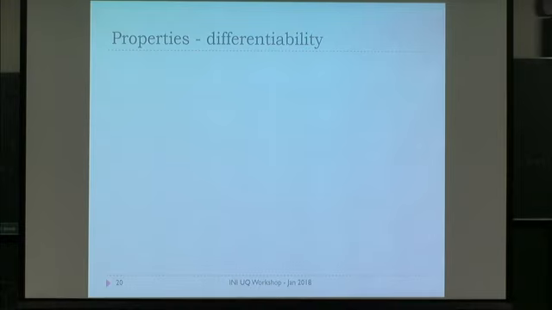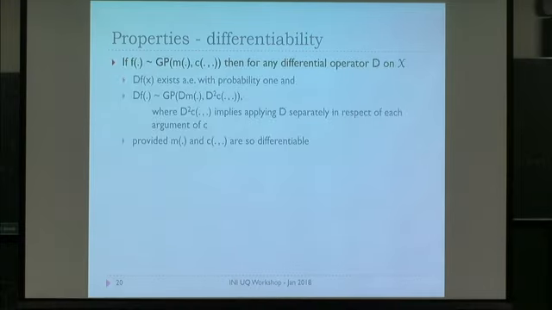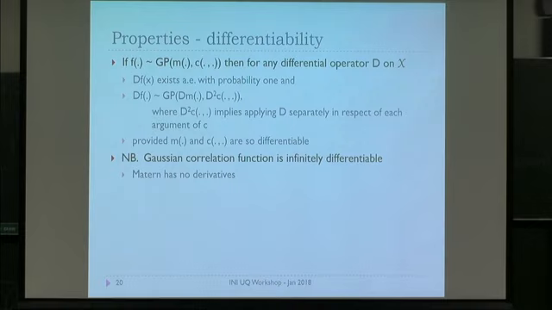Differentiability is another important property of the Gaussian process. If f is a Gaussian process and we apply some differential operator, then the derivative of the function will exist almost everywhere with probability 1 if the m and the c are differentiable in the required way. And then the derivative of the function is another Gaussian process. So again, this is an extremely useful property in some situations.